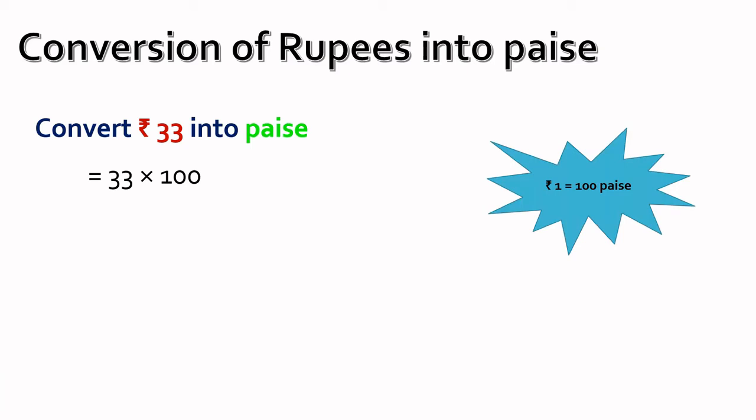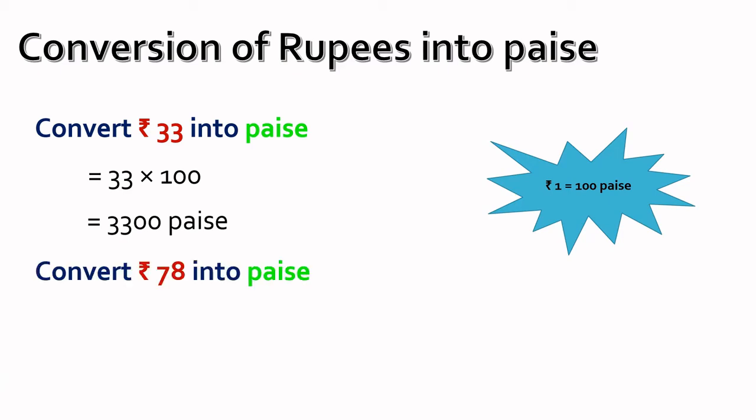Have you understood? Why is it? Yes, because 1 rupee is equal to 100 paise. By multiplying, we get 3300 paise. Hence, 33 rupees is equal to 3300 paise. Let us take one more example.